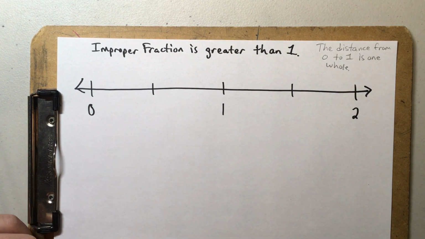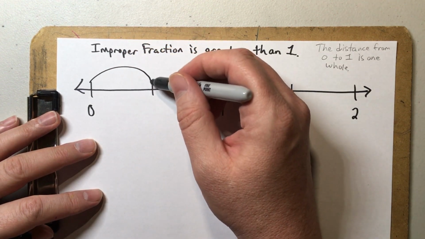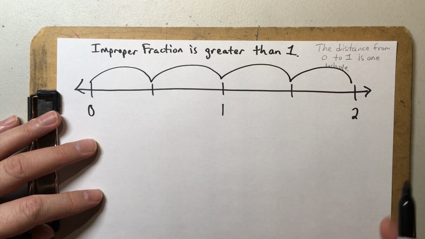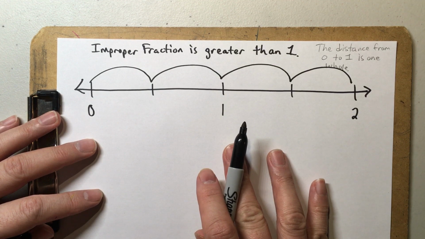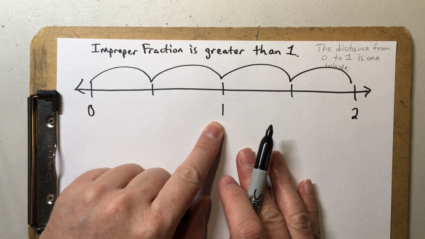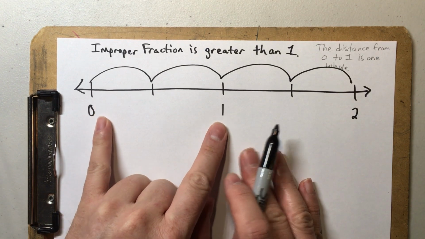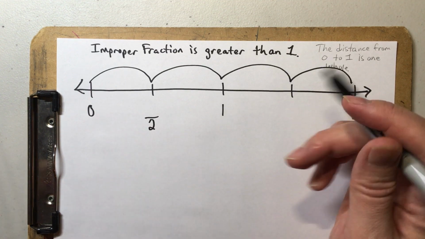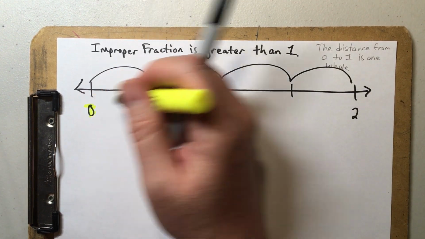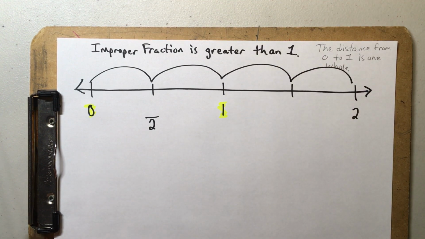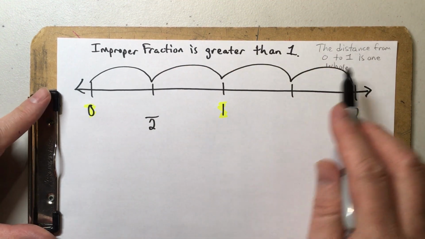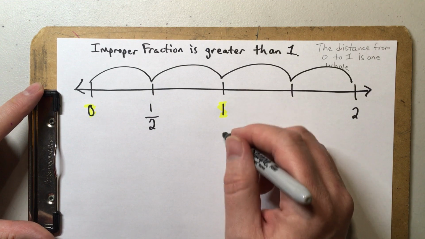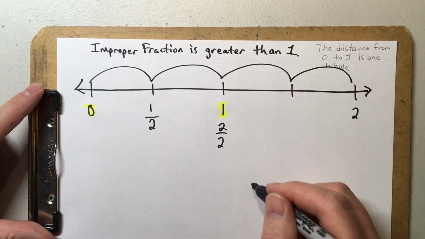Now, the distance from 0 to 1 is one whole, right? And we have 4 equal jumps. 1, 2, 3, 4. But in this case, remember, the distance from 0 to 1 is one whole. So that means that the denominator is going to be 2. And that's going to confuse some people, but that's all right. You'll get it after a while. 2 jumps from 0 to 1 because that's the whole number. So this is going to be 1 out of 2 jumps. 2 out of 2 jumps equals 1, remember?